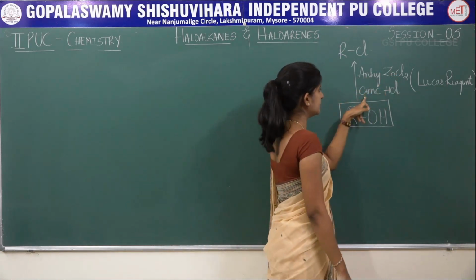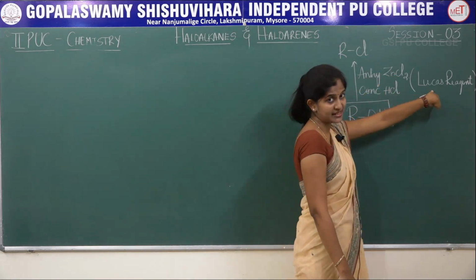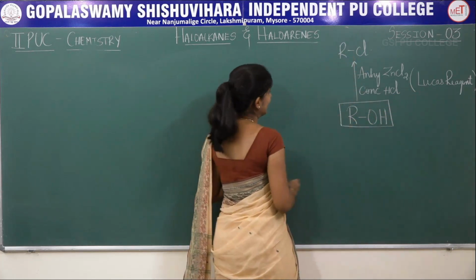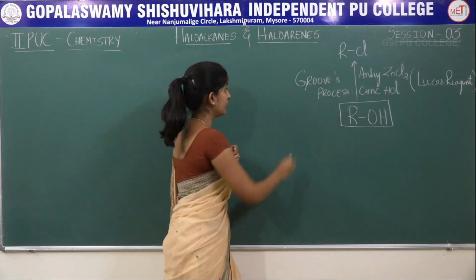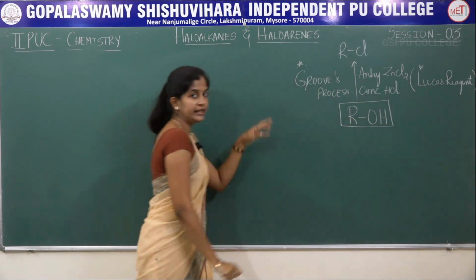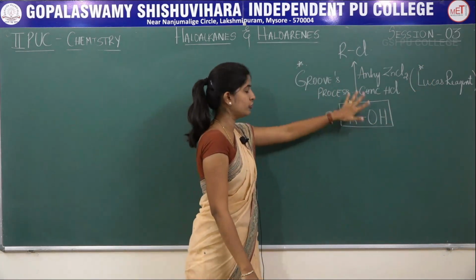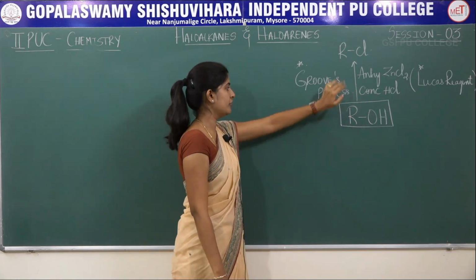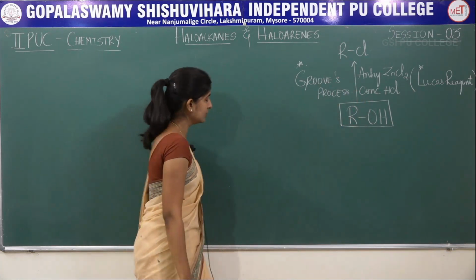Anhydrous zinc chloride and concentrated HCl, remember, is called Lucas reagent, and this reaction is called the Groves process. Very important. Even the Lucas reagent is also very important. In detail, we'll be studying about this. This is just a flow chart of the preparation of haloalkanes from alcohols.